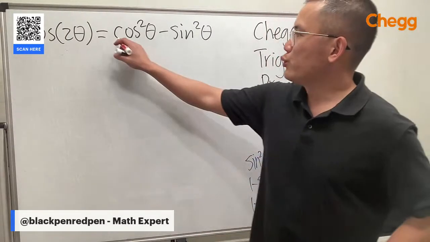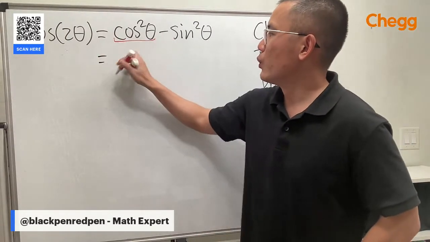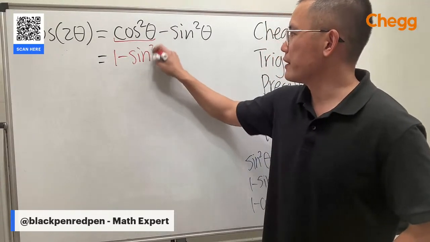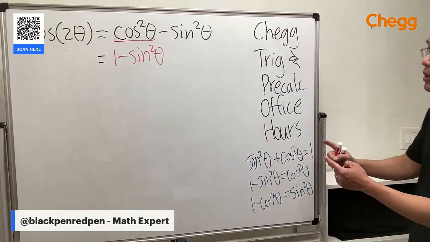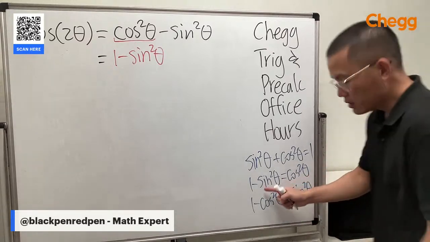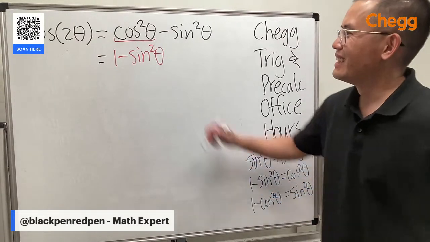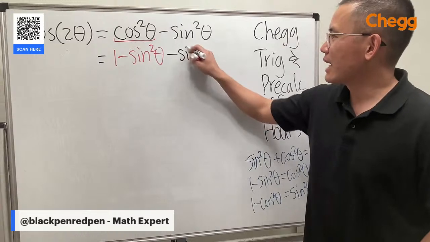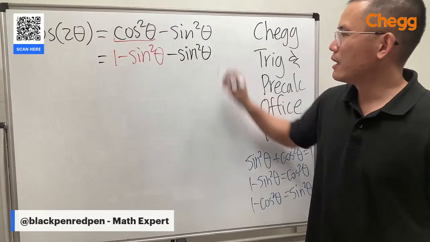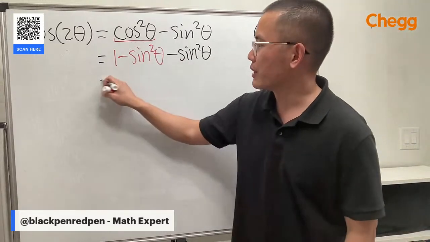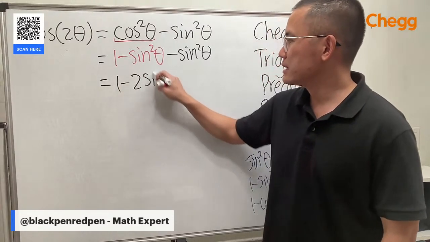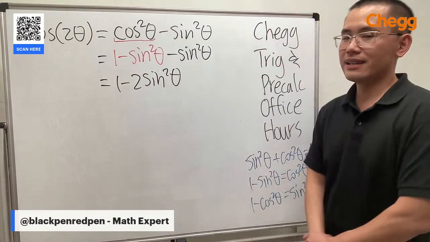So if you replace this right here with 1 minus sine squared theta, and that's my number 2 right here, if you look at it backwards, and then we have minus sine squared theta. Together we have 2 of them. So this right here is 1 minus 2 sine squared theta.